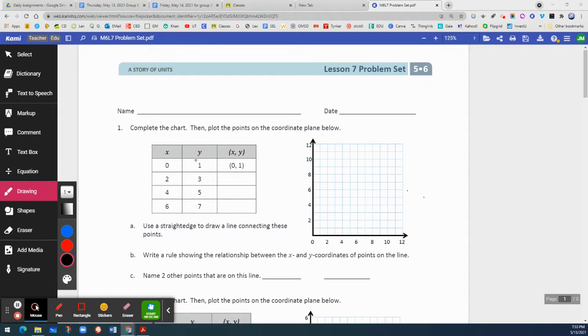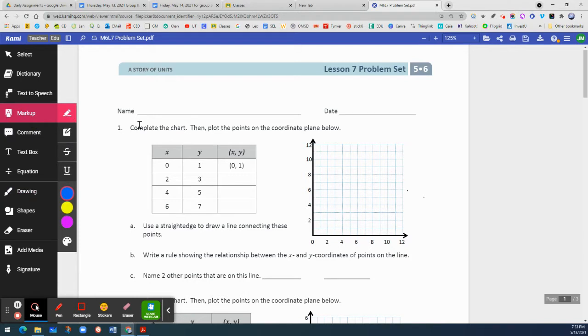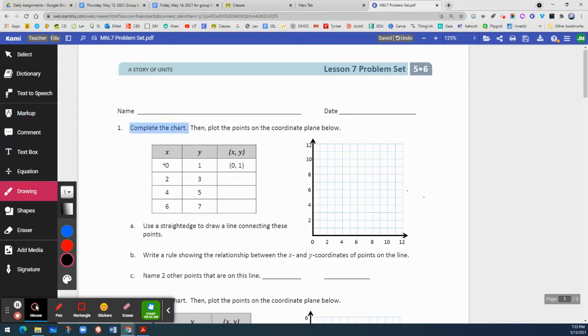This is lesson 7, and let's read the instructions, which is the first thing that we always should do when we are doing math. Complete the chart. Okay, I see the chart. The chart is right below it here. This is the chart. Then plot the points on the coordinate plane. Oh, that should be simple. Okay, so let me demonstrate to you how this is done.